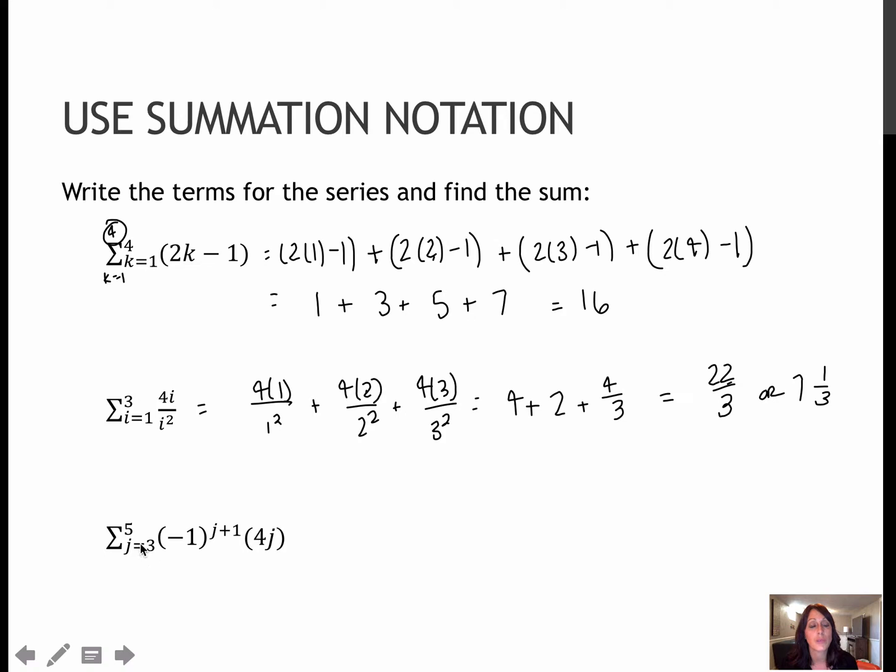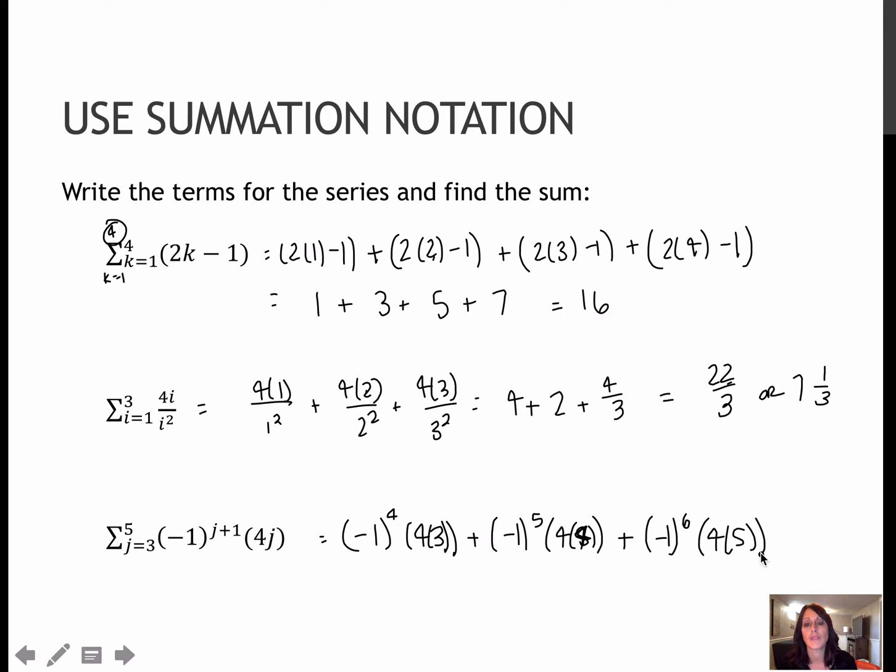Last one, we're starting at 3 going to 5. So I've got negative 1 to the 3 plus 1, which is 4, times 4 times 3, plus negative 1 to the 4 plus 1, which is 5, times 4 times 5. Oh, just kidding. 4 times 4. Got distracted by the 5. And then negative 1 to the 5 plus 1, which is 6, and then 4 times 5.